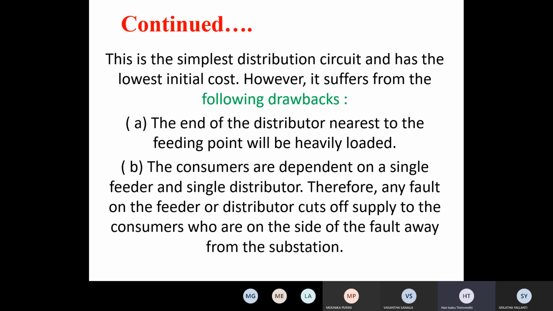They depend only on a single feeder. So what will happen? Any fault on the feeder or distributor cuts off the supply to the consumers who are on the side of the fault away from the substation. సో ఎవరైతే ఆ ఫీడర్లో సప్లై తీసుకున్నారో ఏదైనా ఫాల్ట్ వచ్చి షట్ డౌన్ అయితే కంప్లీట్గా అప్పుడు దాకా వెయిట్ చేయాల్సింది మళ్ళీ ఫాల్ట్ రిపేర్ చేసేంత ఫాల్ట్ని ఐసోలేట్ చేసేంత వరకు.